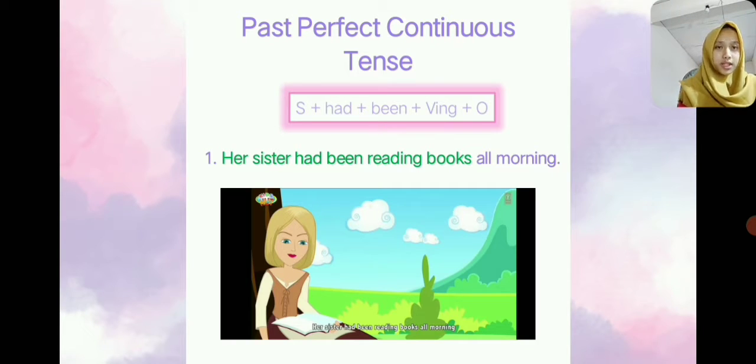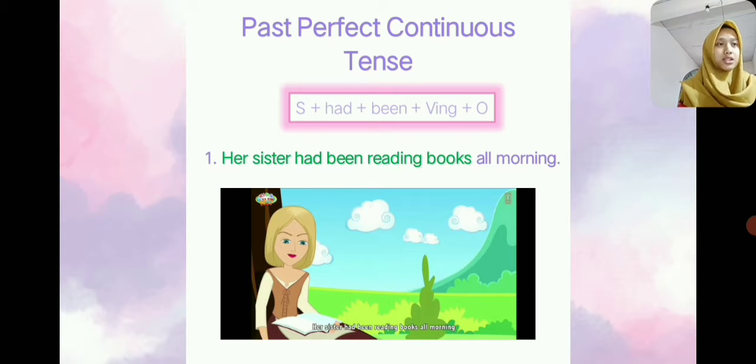Past perfect continuous tense has the formula: subject plus had plus been plus verb-ing plus object. The example sentence: "Her sister had been reading books all morning." Her sister is the subject, had been reading is had been plus verb-ing, books is the object. The situation tells that the action began in the past, continued in the past, and ended at a defined point in the past.